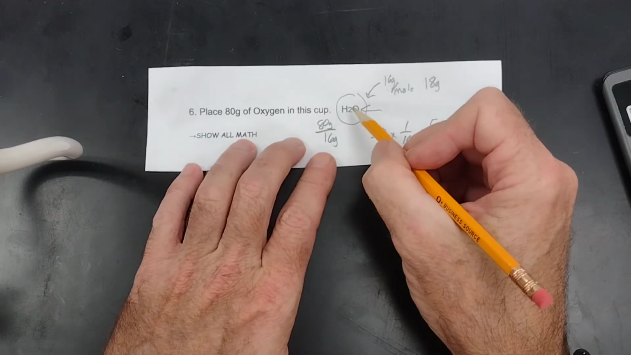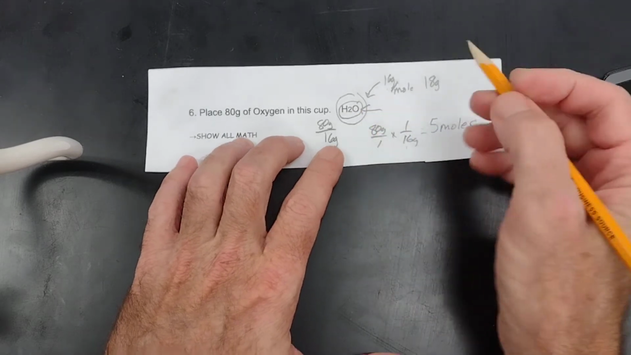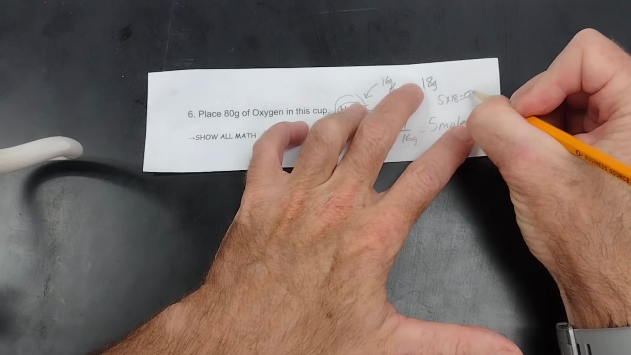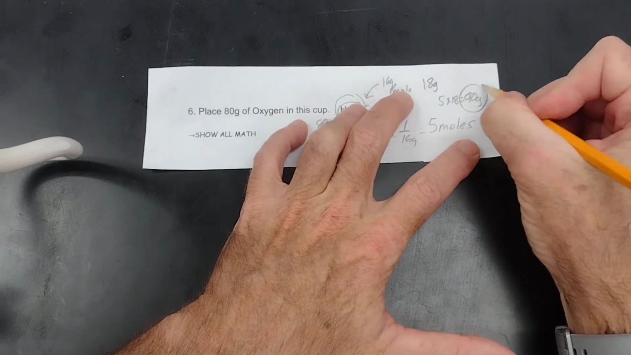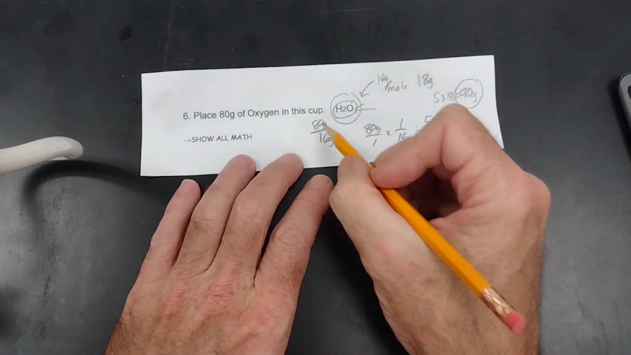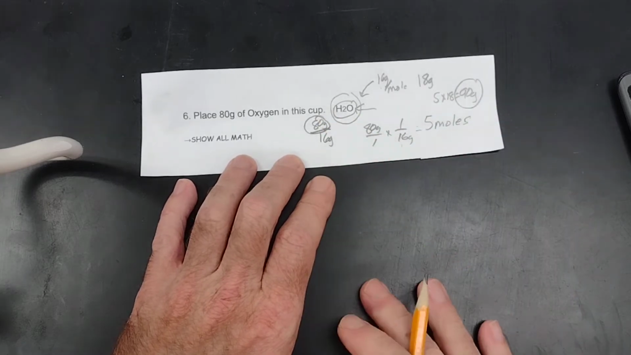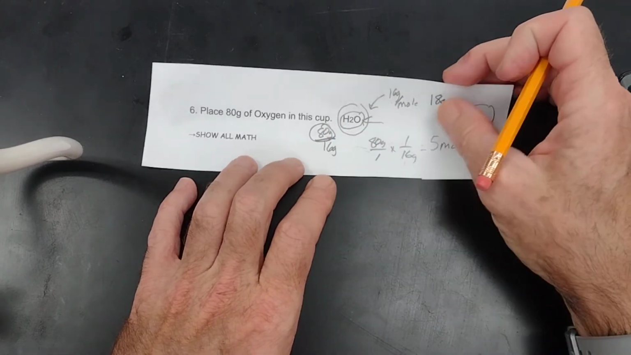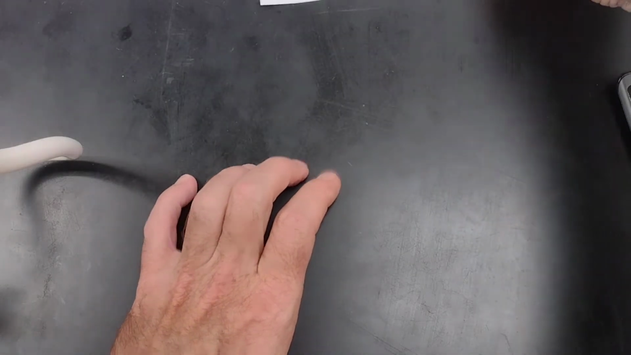All right, water weighs 18 grams per mole. 5 times 18. If you put 90 grams of water in the cup, you would have 80 grams of oxygen in the cup. There's many, many ways to solve this. I just chose one. Here's another one.